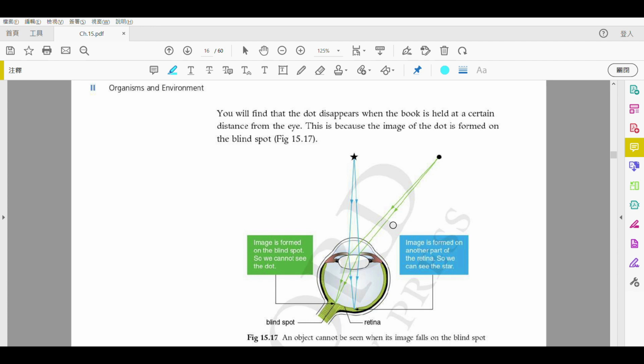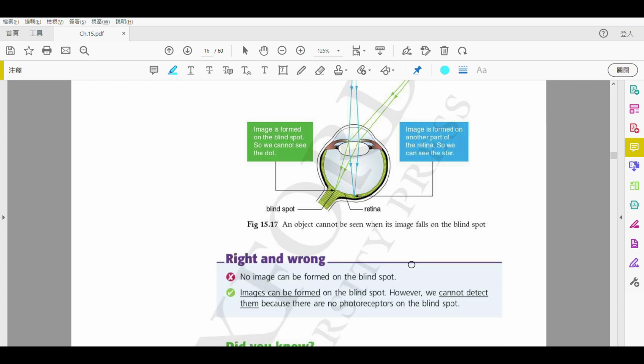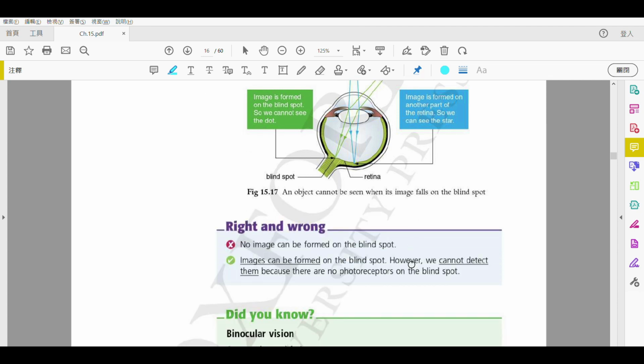Okay, so in the previous video we've mentioned the yellow spots and the blind spots. First of all, don't worry about this practice. We'll do this in class, and this is quite a fun activity about the blind spots. Okay, so there is just one key message.